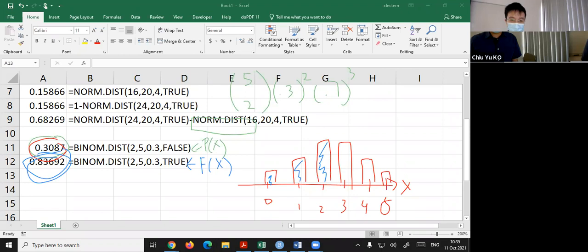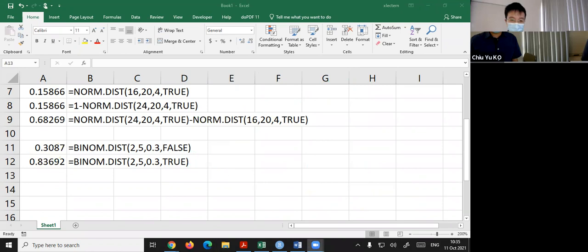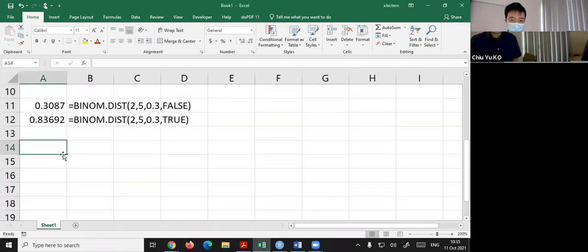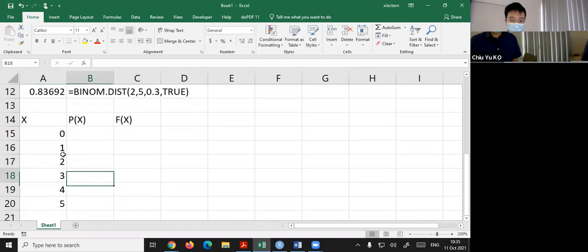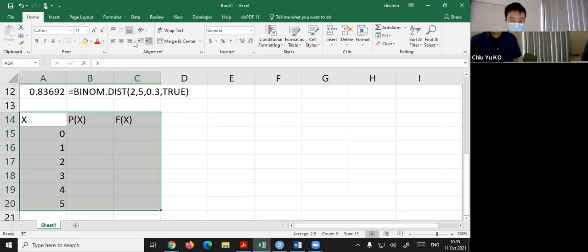So now with this, I can show you how we can draw these two graphs, because we're in Excel, so we can do a plot. Let me do a plot to show you how you plot P of X and F of X in Excel. So we have x, we have p of x, and we have f of x. The x values you can get are 0, 1, 2, 3, 4, 5.